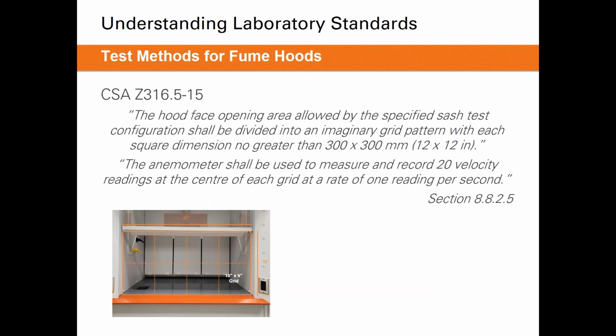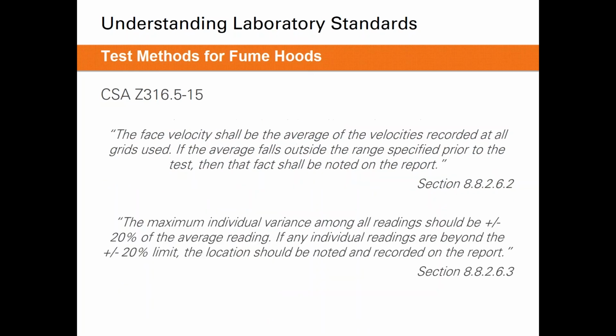So the CSA Z316.5 standard highlights that to measure airflow or measure the face velocity, we'll be dividing the grid into 12 by 12 inch squares, very similar to ASHRAE 110. We'll be using an anemometer here to measure at the center of each grid, recording 20 readings at a rate of 1 second per reading.